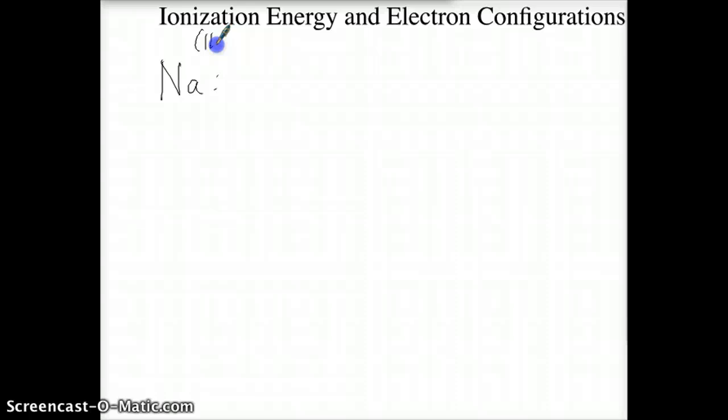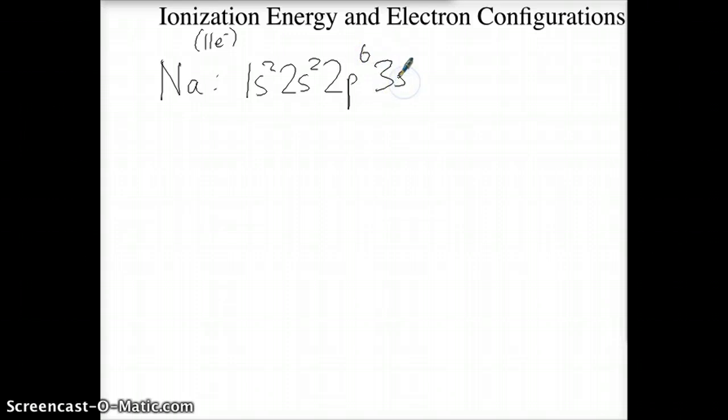So sodium has 11 electrons. We know we're going to fill up the first energy level, the s orbital, with 2 electrons. Then the second energy level, s orbital with 2. Second energy level, p orbitals with 6. Then we're going to go to the third s orbital, and we're going to put 1 electron in there.